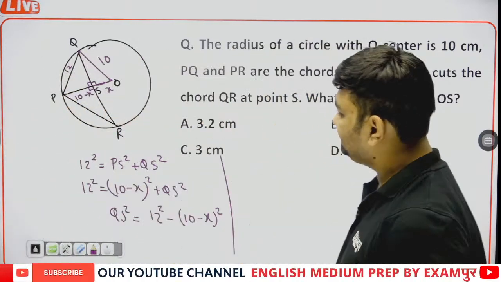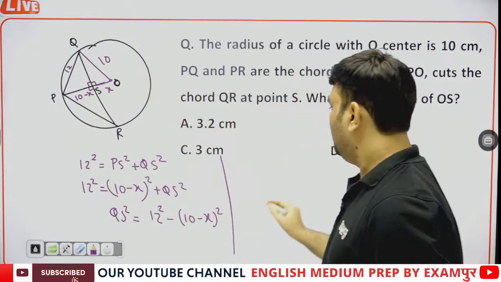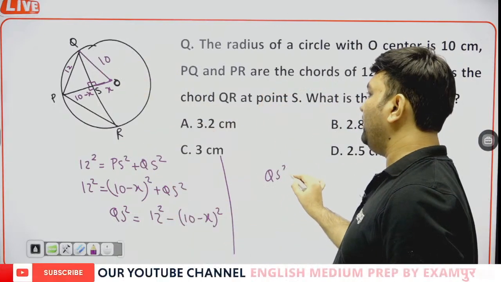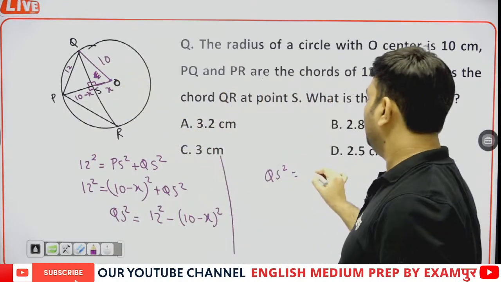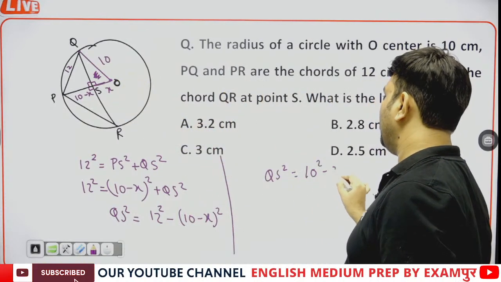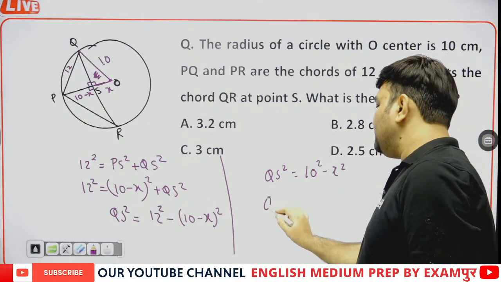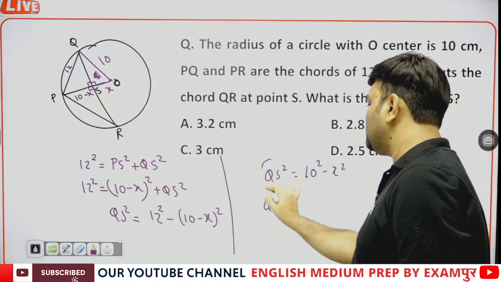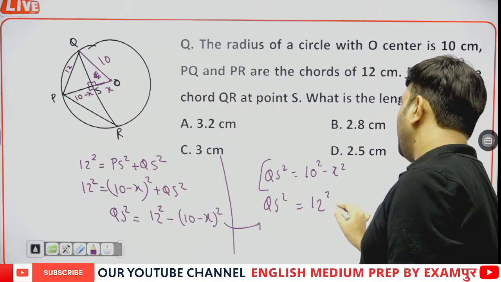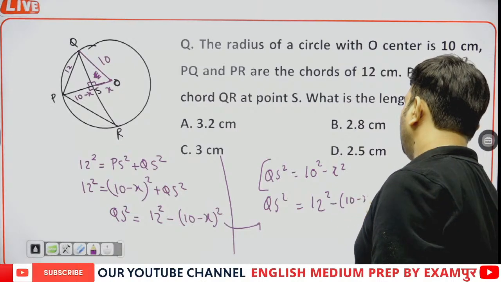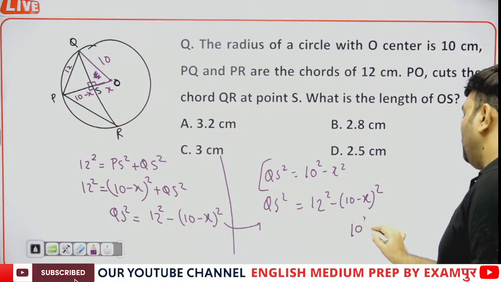Similarly, in one more right angle triangle, QS का square is 10 का square minus x का square. So at one place QS is 10 square minus x square, and at another place it is 12 का square minus 10 minus x का whole square. Equate them, you will get the answer.